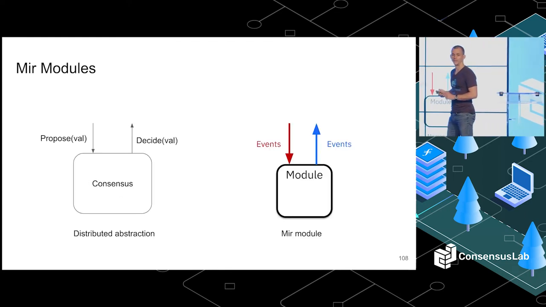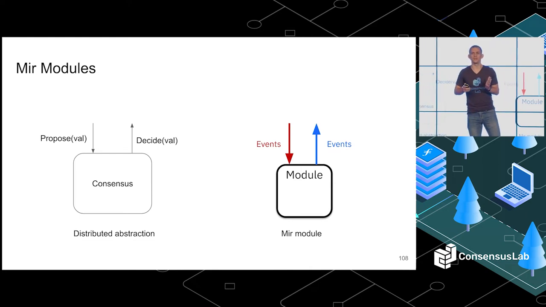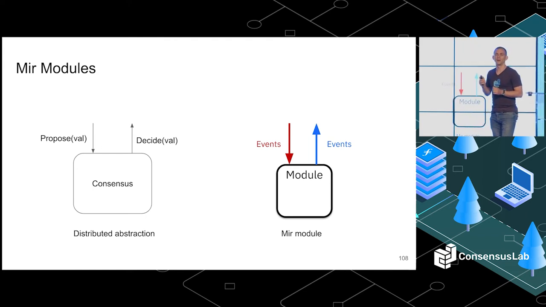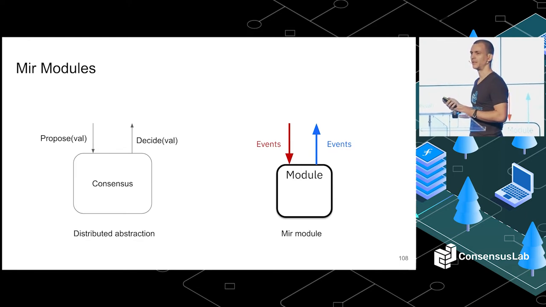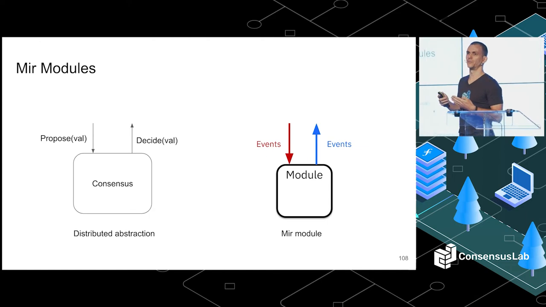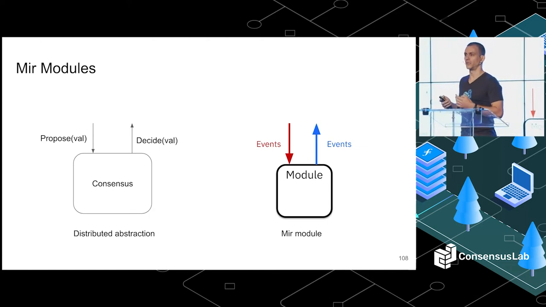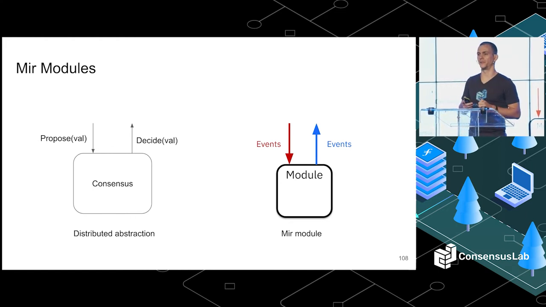So how does MIR work? Well, we see all these modules in our distributed systems, all these components that produce and consume events, and this is exactly how MIR works as well in terms of code. So the modules of the system are represented as objects in the MIR framework, and they consume events and they produce events. And the implementation of the module is basically just a description, an algorithm that says what to do when an event is received and how and when to produce more events.